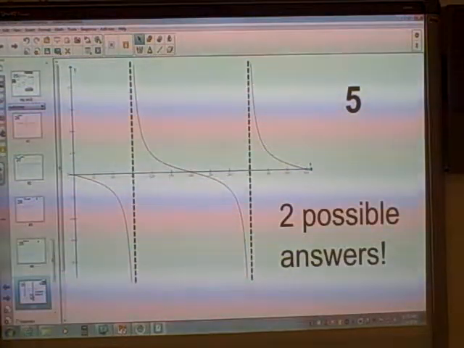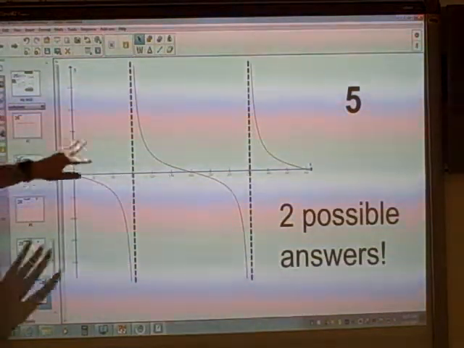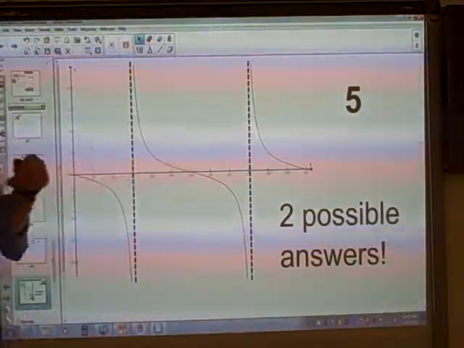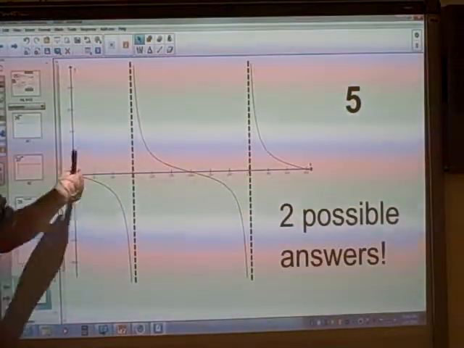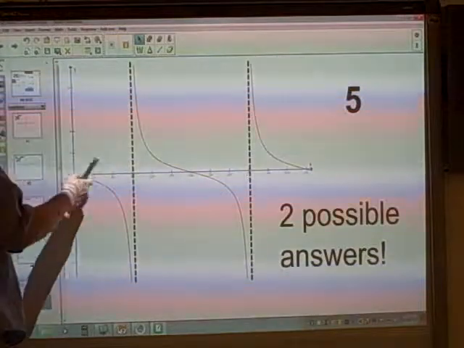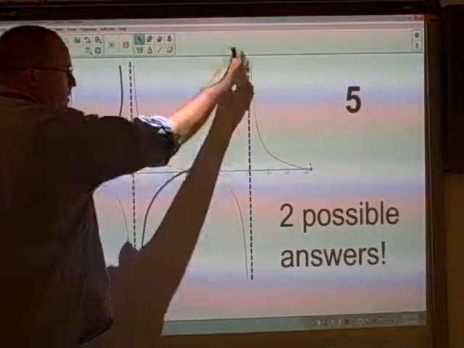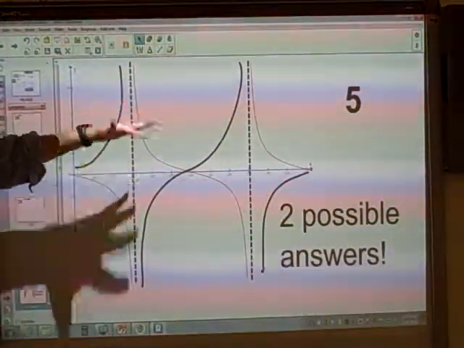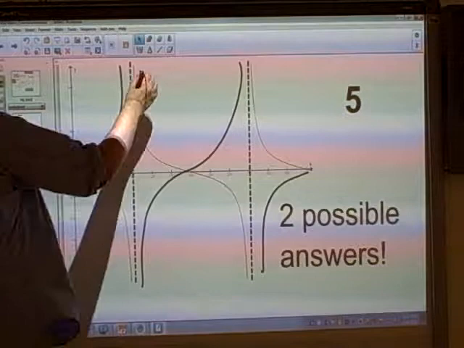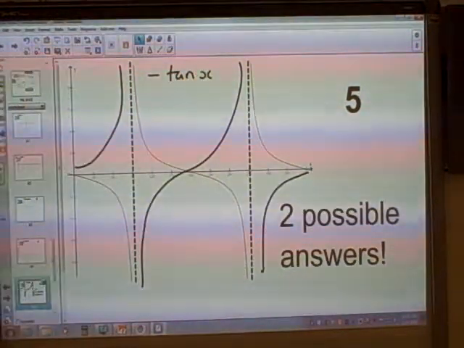Now there's 2 possible answers for this one, and the reason there's 2 possible answers for this one is this also looks a little bit like our graph of cotangent, but that's not really what I was thinking of for this question. So this one actually, in relation to tan, what I can see is if I draw the graph of tan in as I know it, then what's actually happened is we flipped it over the x-axis, so that means then that this must be negative tan x.